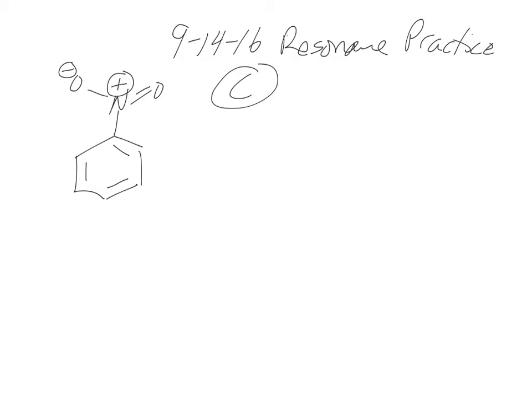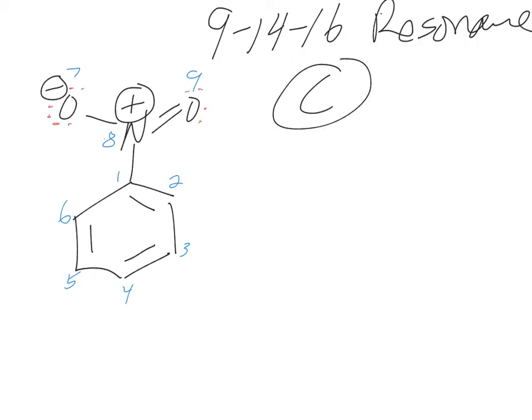One thing you should always do with resonance structures, really with anything, is actually two things: add in all the lone pairs and number everything. Right? Add in all the lone pairs and number everything. So I'm going to do that now. All right. So I've added lone pairs to everything that needs them, and I've numbered everything.